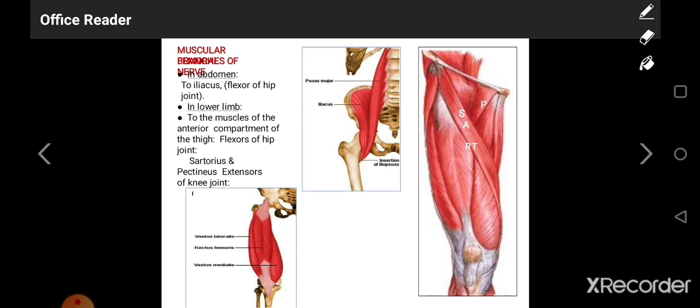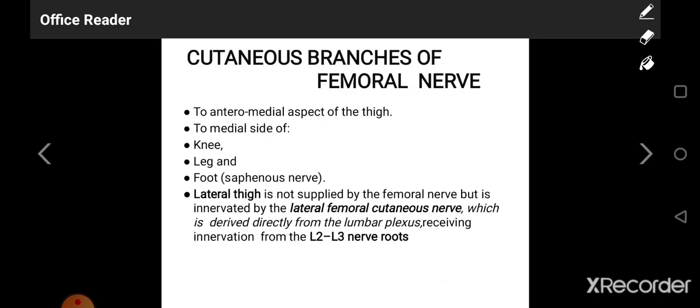Now the muscular branches of the femoral nerve. In the abdomen, it provides branches to the iliacus, which is a flexor of the hip. In the lower limb, it provides muscular branches to the muscles of the anterior compartment of the thigh. These muscles are flexors of the hip joint again. These muscles are sartorius, pectineus, and the extensors of the knee joint, that is quadriceps femoris.